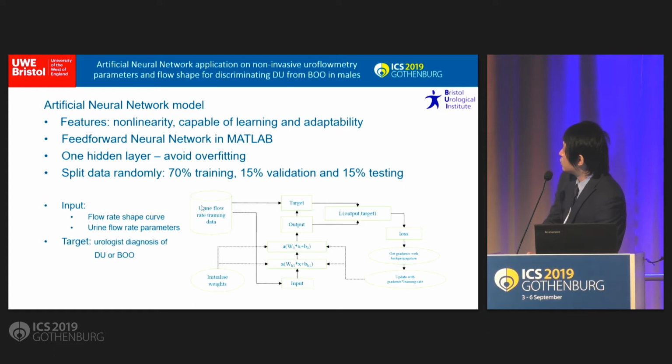So here's the basic flow chart for our neural network model. The input data goes through the hidden layer and output layer with the initialized weights, and then we get the output values. We compare this value with the target, which is the urologist diagnosis, and we get the loss value through the loss function. Then we update the weights by calculating the gradient. This whole procedure keeps running until a certain small value of loss is achieved.